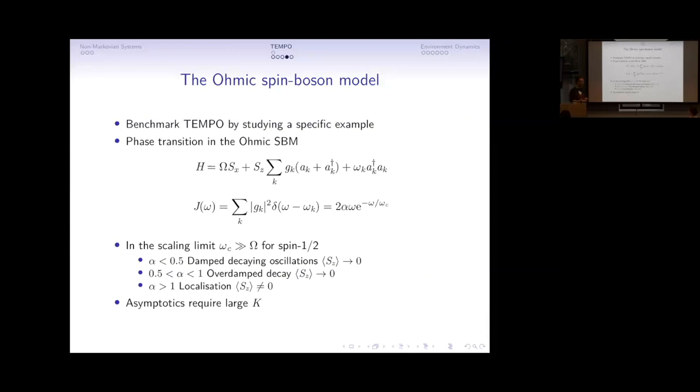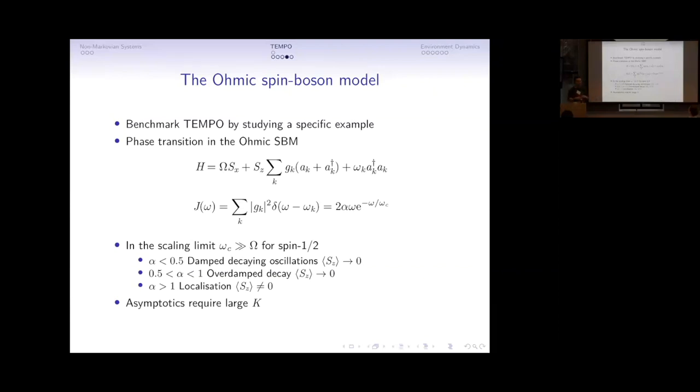If the coupling is weak, there's some change in behavior where this goes to overdamped dynamics at 0.5. And so between 0.5 and approximately 1, you get overdamped, so just decay down to a steady state of 0. And then when alpha is above 1, there's a phase transition to a localized phase where the SZ never is able to decay away to 0. Only at 0 temperature. At 0 temperature, yes. So yes, sure, this is for this model at 0 temperature. If you have finite temperature, then this phase transition smears out into a crossover.